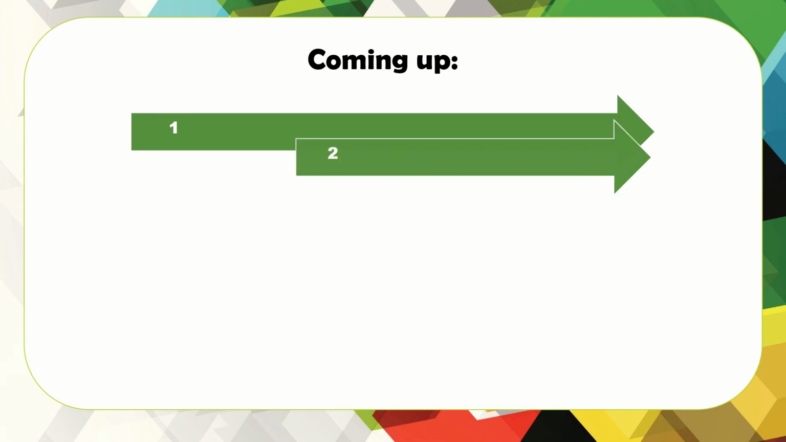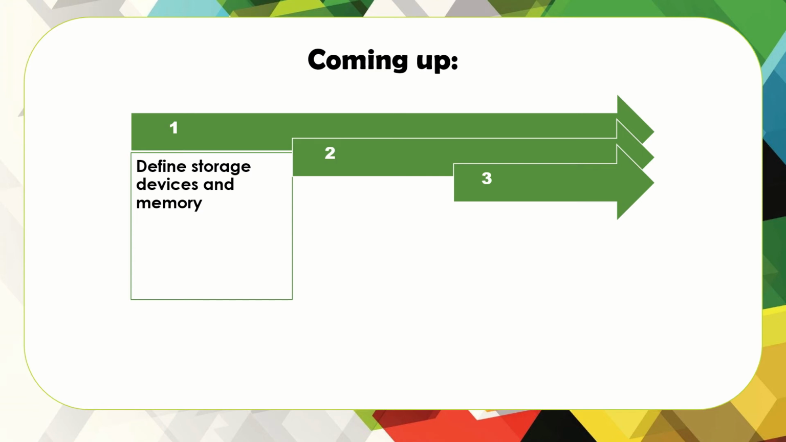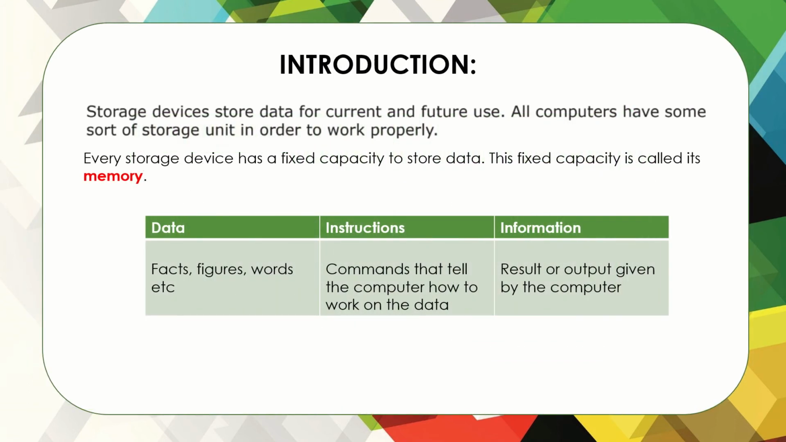So, we will see three topics in this chapter. The first is we will define storage devices and memory. Then we will make the list of storage devices, and the third, I will explain to you the types of memory. Okay, so first of all, just for revision, as I have discussed in the last session, what are storage devices? What is memory actually?